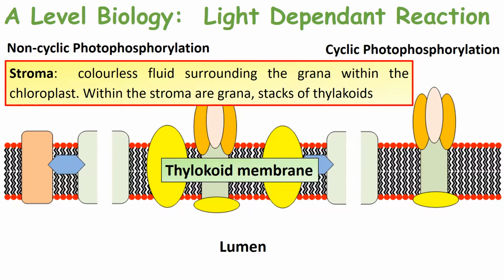Light-dependent photosynthesis in general can be split up into two sections: non-cyclic photophosphorylation and cyclic photophosphorylation.